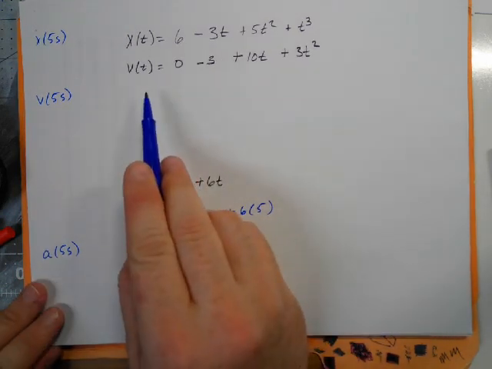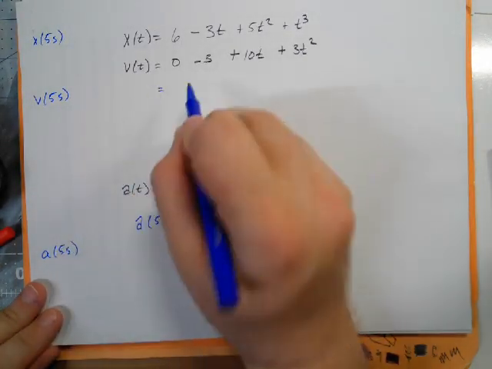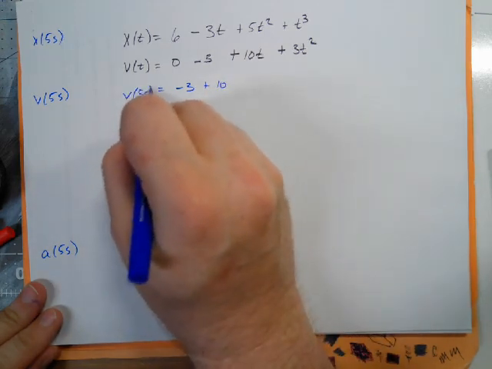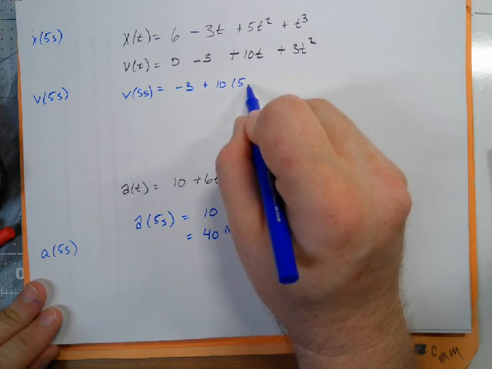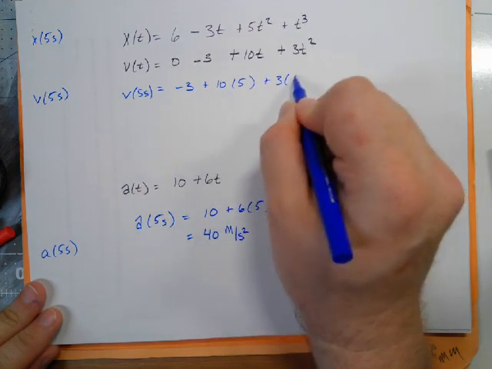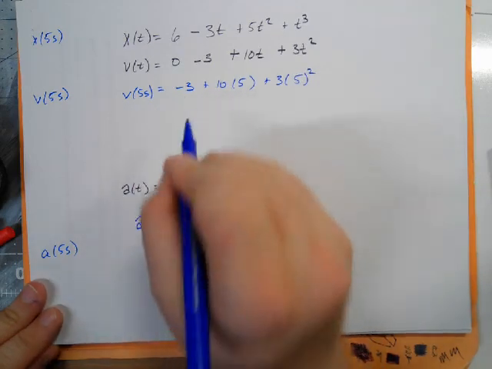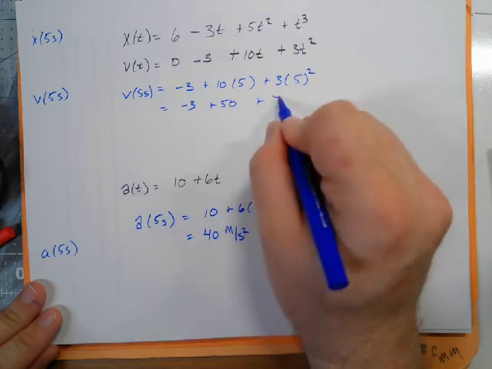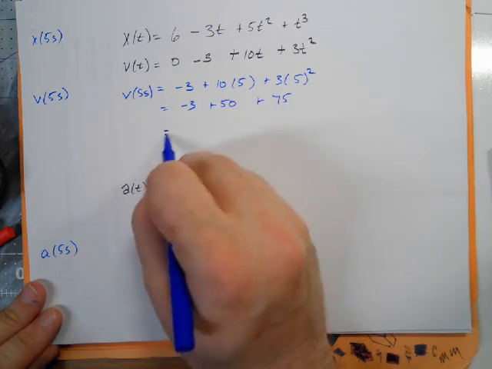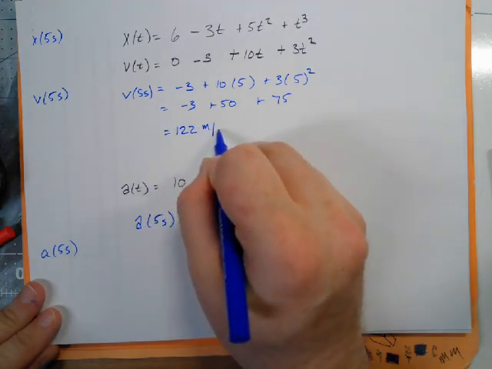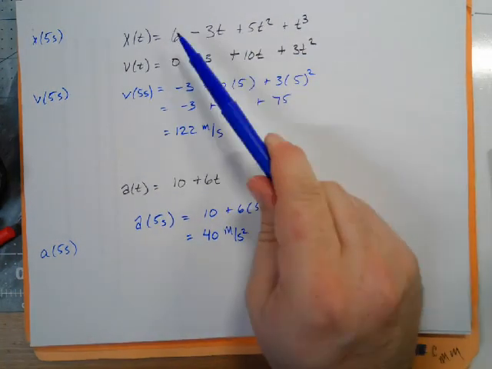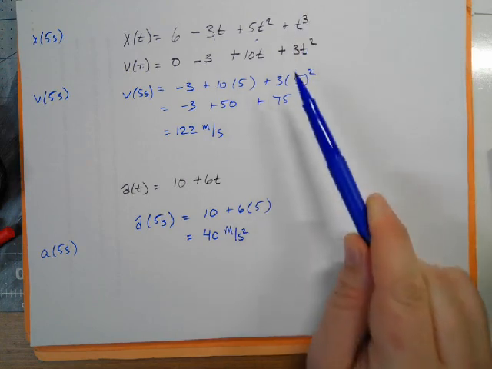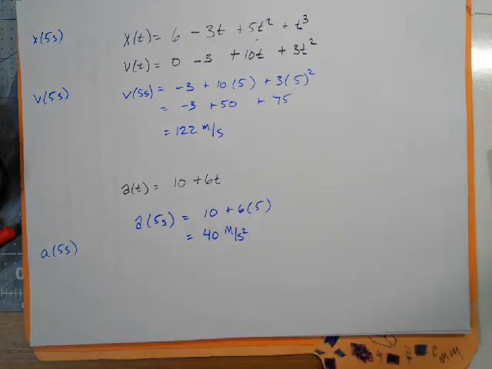So we do the same thing with the velocity. What we have is minus 3 plus 10 times 5 seconds plus 3 times 5 seconds squared. So we have minus 3 plus 50 plus 3 times 25 is 75, 125, 122 meters per second. Again, we're doing our units, meters, meters per second squared, meters per second cubed. And so everything will cancel out to meters per second.